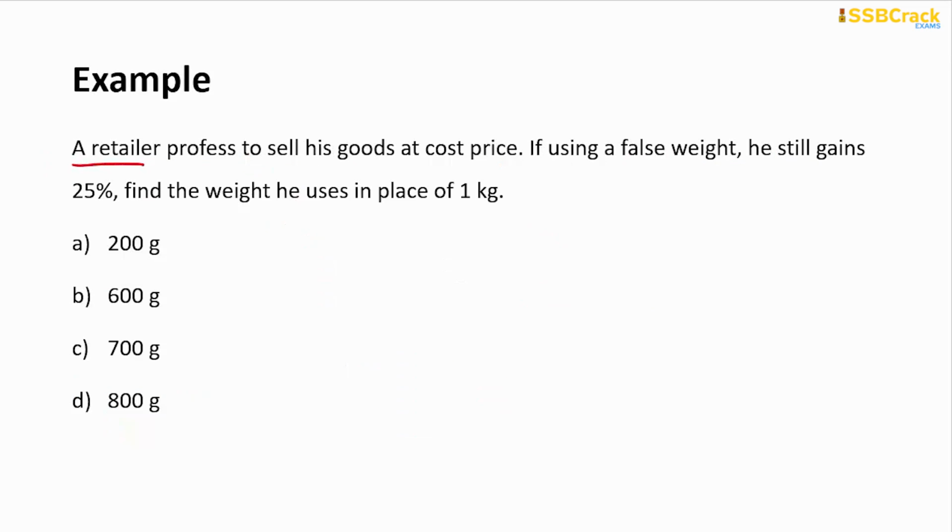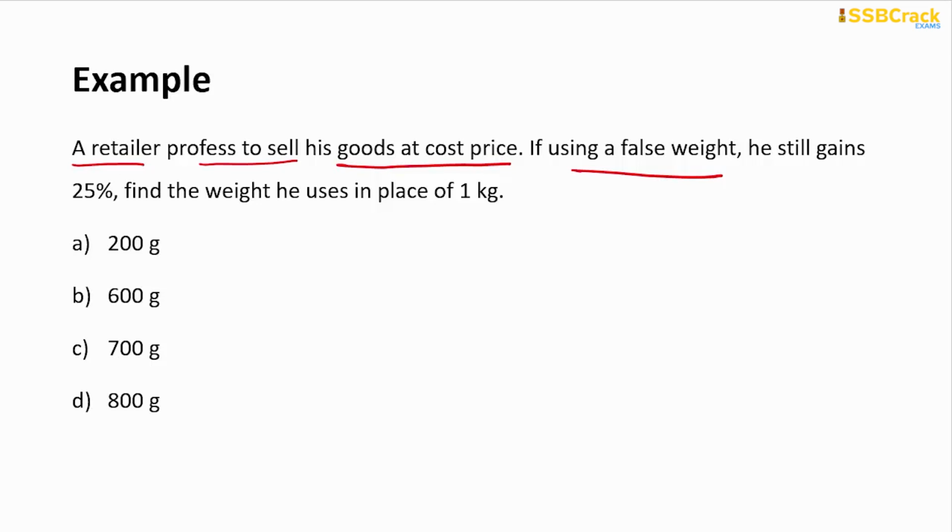A retailer professes to sell his goods at cost price. He wants to sell his goods at cost price but he is using false weight so that he can gain. Okay, he wants to gain over the weight. He is not gaining by selling it at a higher amount. If you do that, measurements are right, but he is putting the higher price and he can do that. But this is not the scenario.